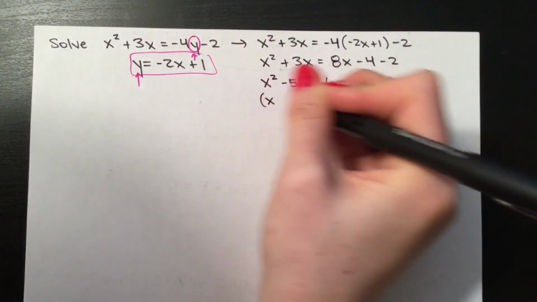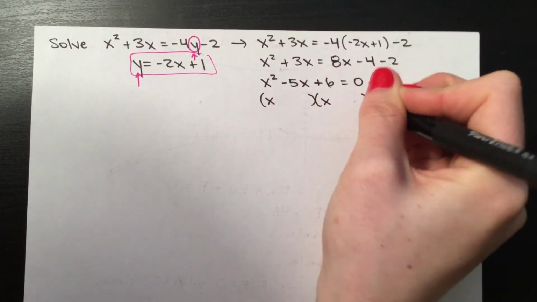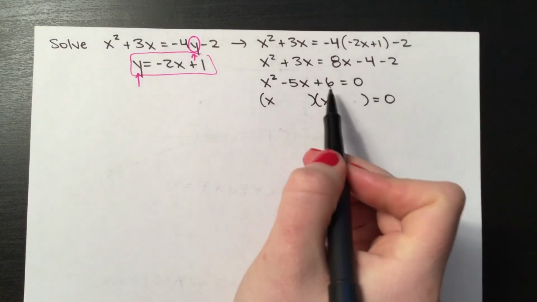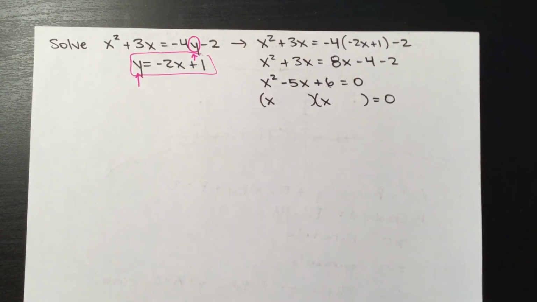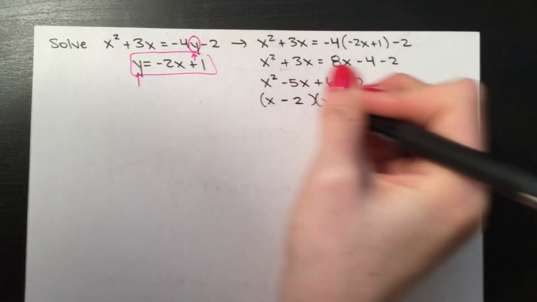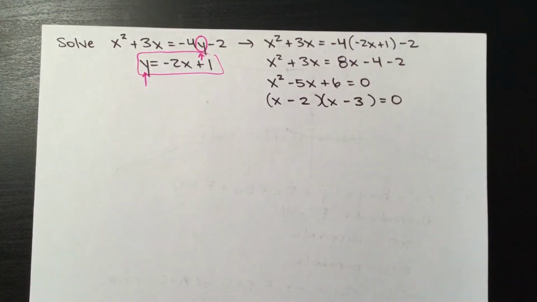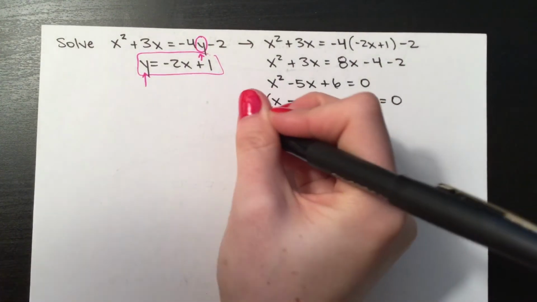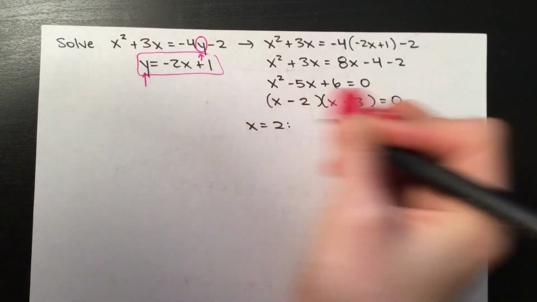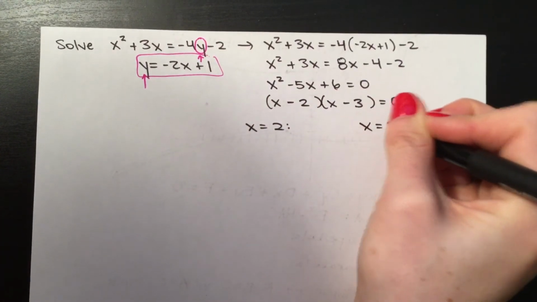So start with x times x. So I want to multiply to a positive 6 and add to a negative 5. So that would be negative 2 and negative 3. So 2 different possibilities for x. I could have x equals 2. I could have x equals 3.